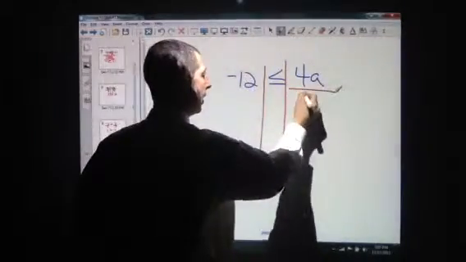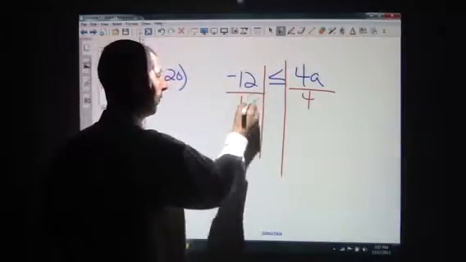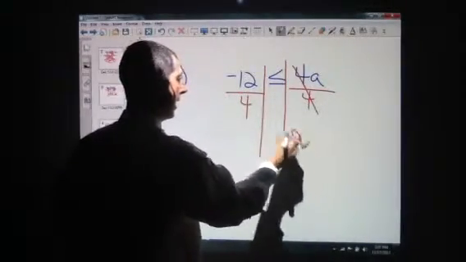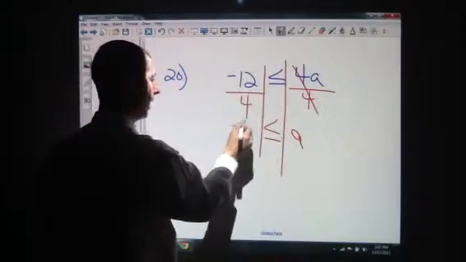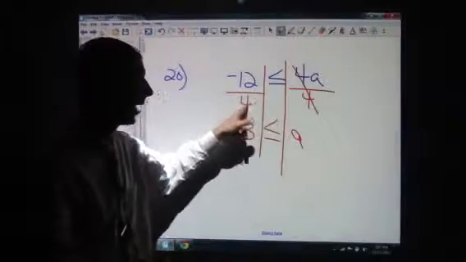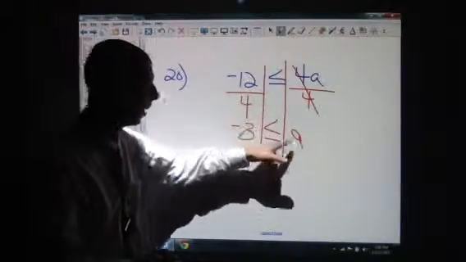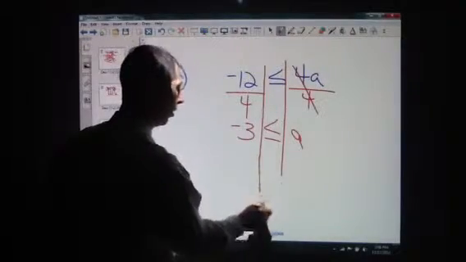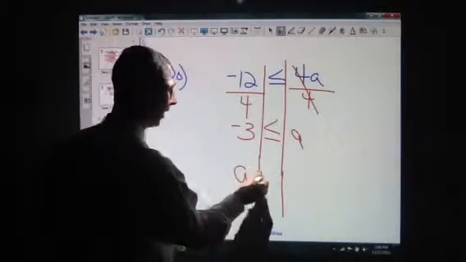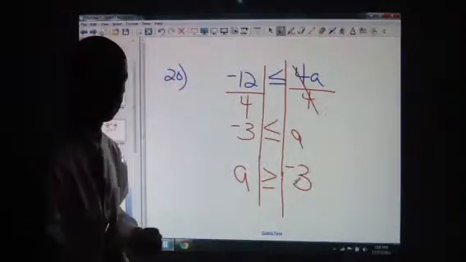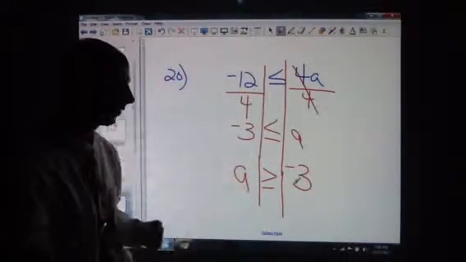I got to divide by 4, divide by 4. Okay, these cancel. So you get a, and over here we get negative 3. Now we don't have to switch the sign because we divided by a positive number, but we do have to switch this around. We want the variable over on this side. So a is going to be greater than or equal to negative 3. We want the variable on the left side.